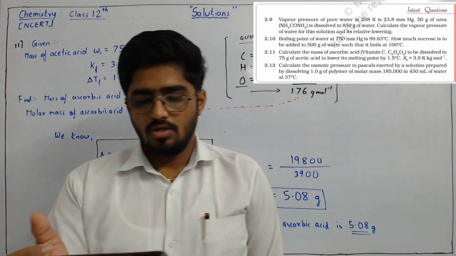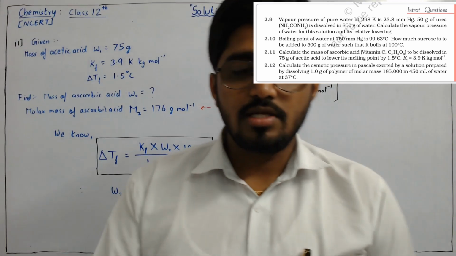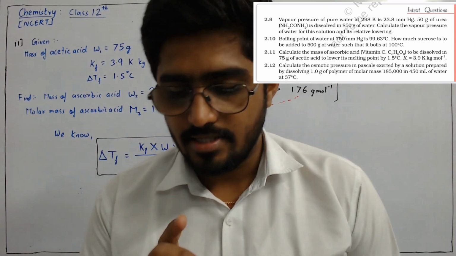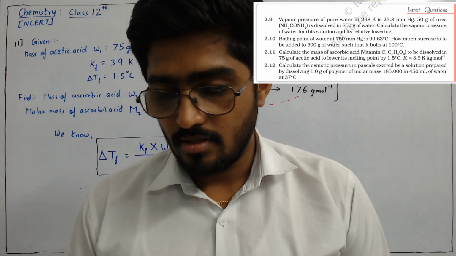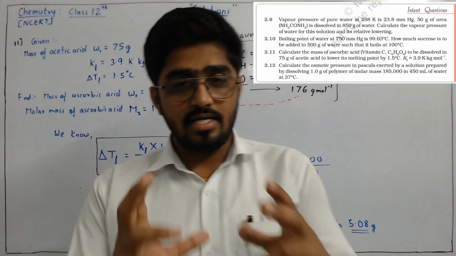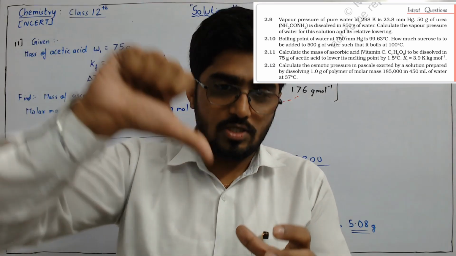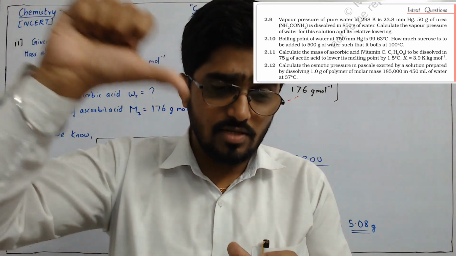Okay students, this is a very easy question. Here our solvent is acetic acid. See in question, our solvent is acetic acid. How much it is? 75 gram. And in that solvent, in that acetic acid, we are going to add ascorbic acid. So ascorbic acid will be our solute.